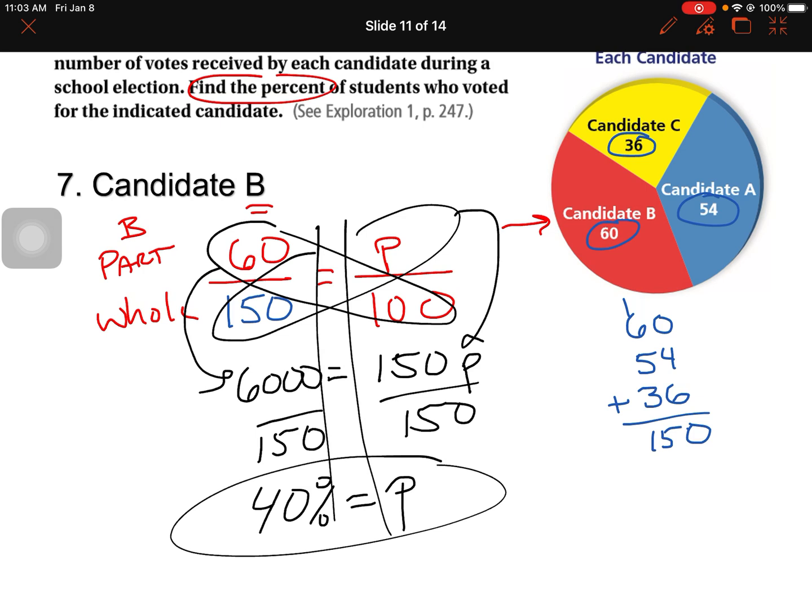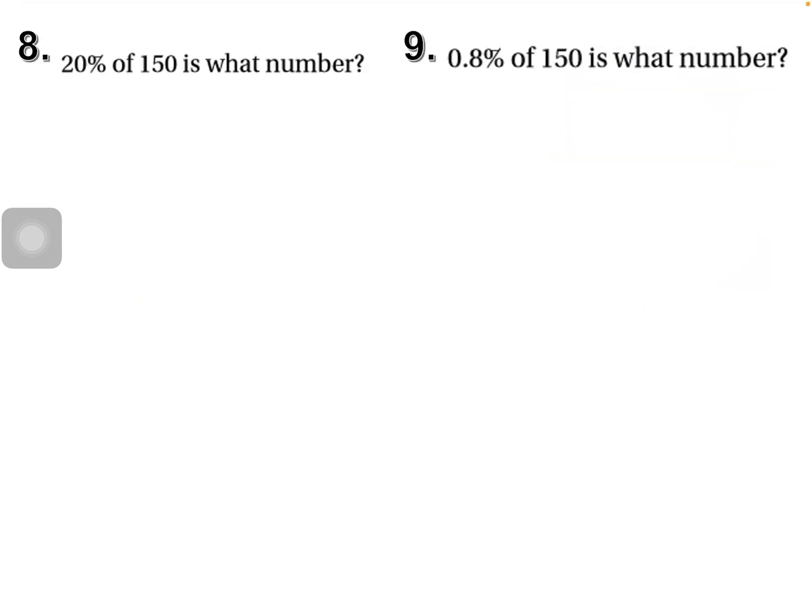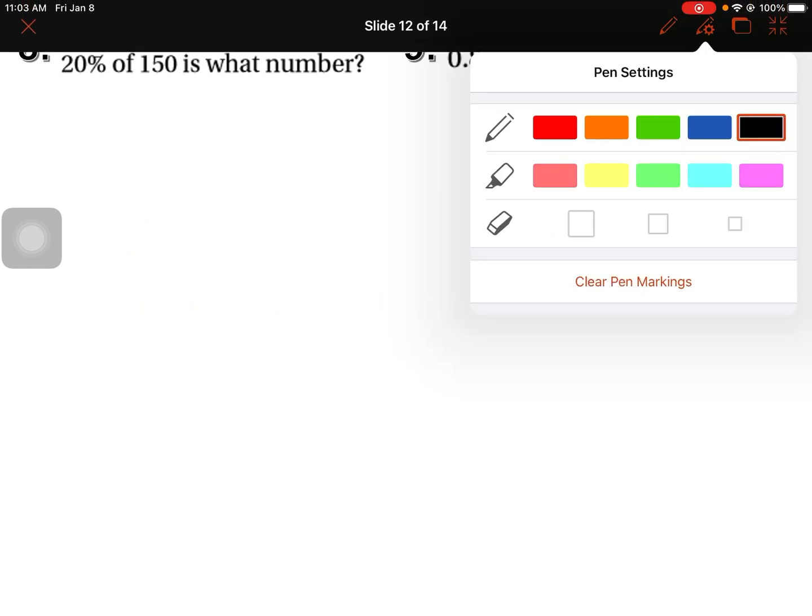All right, and last two, real quick, we're going to deal with a couple of other examples. One having a decimal involved, a little bit more. So in this case, we have 20% of 150 is what number? And so in this case, this is my percent, which is 20, so that goes above. Of is 150, so that's going to go on the bottom.